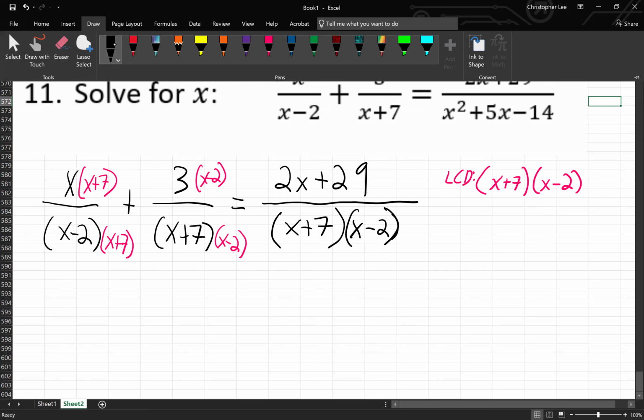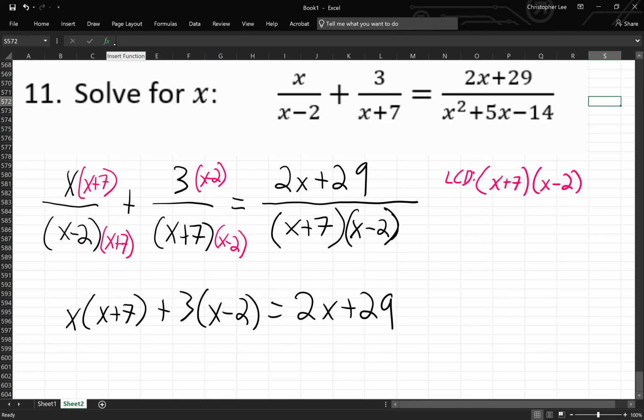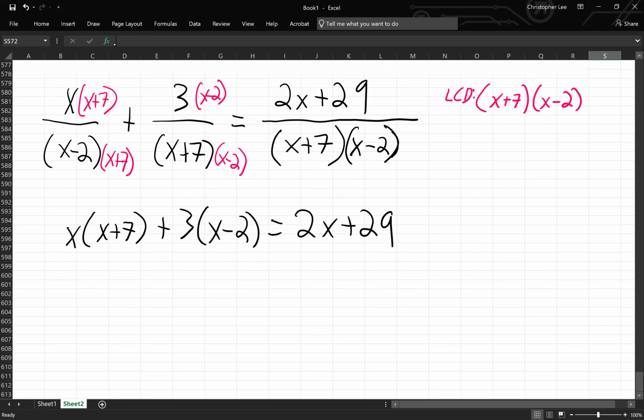Now, this is key. This is an equation, right? It has an equal sign, right? So that being said, I no longer need my denominator, right? Only when you have an equation with an equal sign can you get rid of the denominator. So in this case, my answer is x times x plus 7 plus 3 times x minus 2 is equal to 2x plus 29. And then the rest of this is simple. Just distribute, combine like terms, solve for x, all that good stuff.